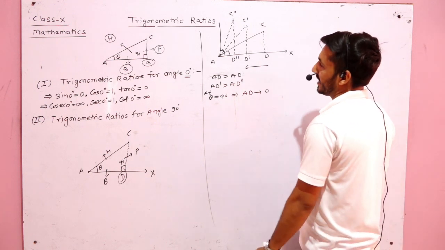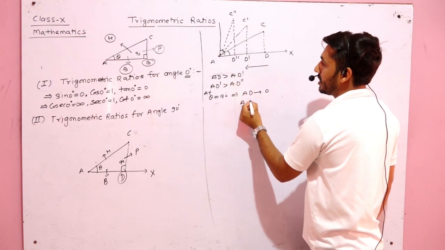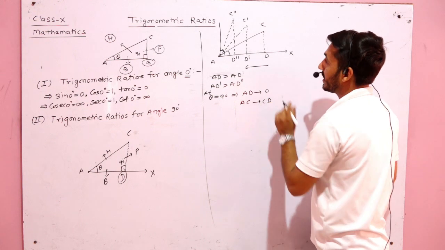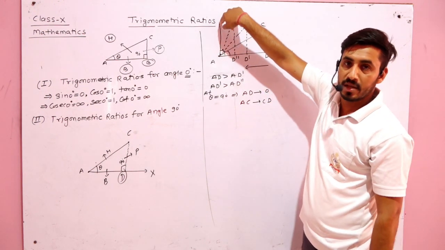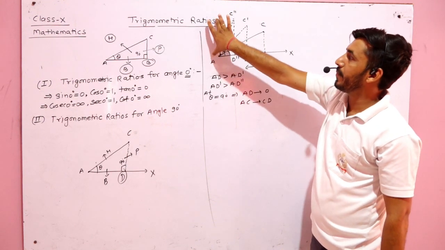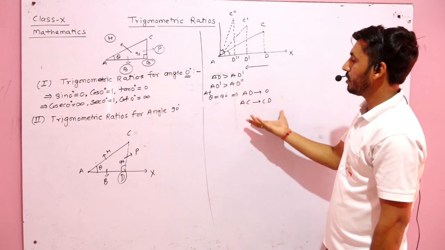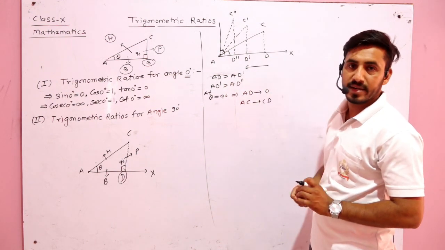Okay, and then the next condition: what is this point and AC, this one towards CD, means in the final situation this point is coming here. That's why this one will be the perpendicular and this one is the base. All the values we can obtain by these relations at 90 degree.